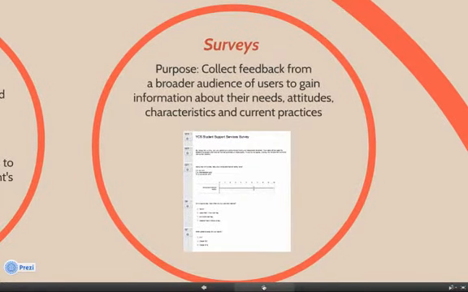Next, the team created and distributed surveys. The purpose was to gather opinions from a broader audience of users to gain information about their needs, attitudes, characteristics, and current practices. The survey questions targeted specific features that were both present and absent from the website. We had 63 respondents.